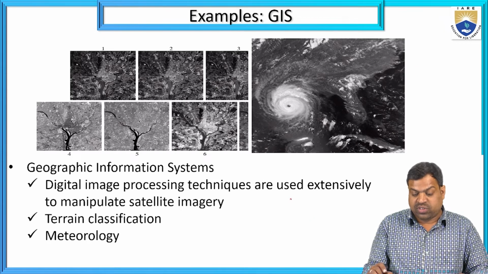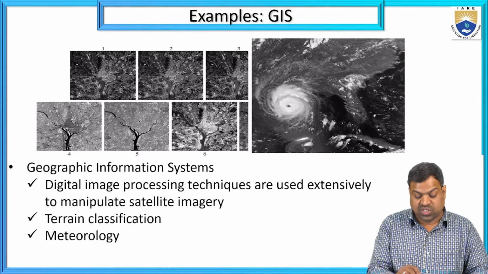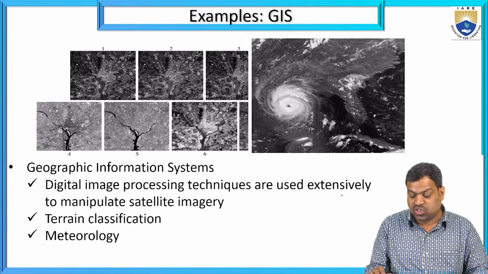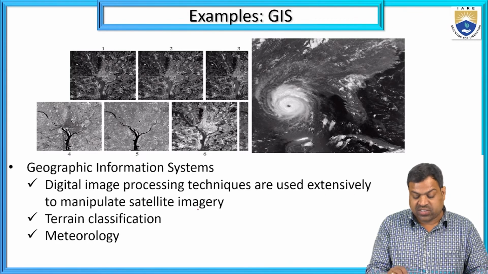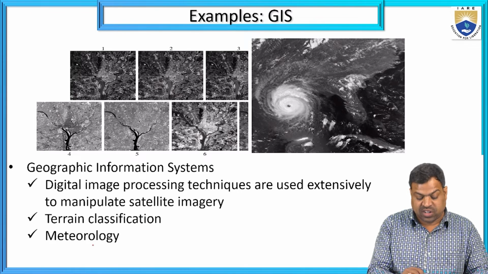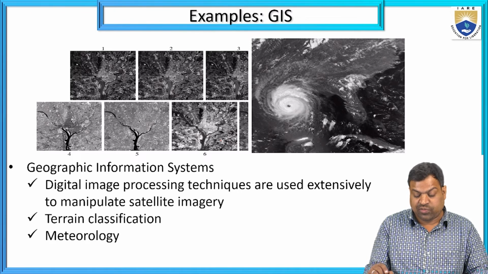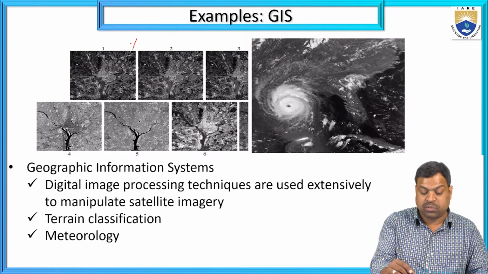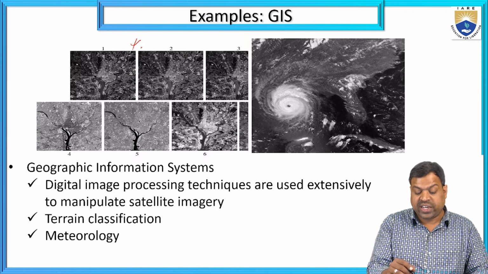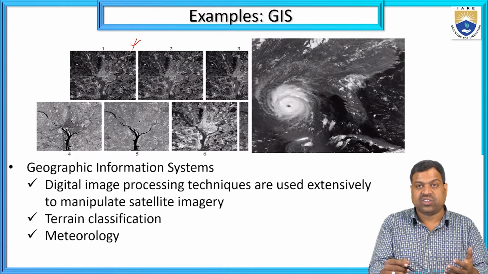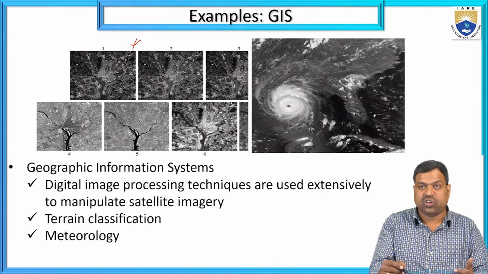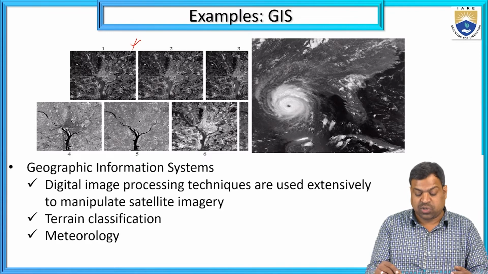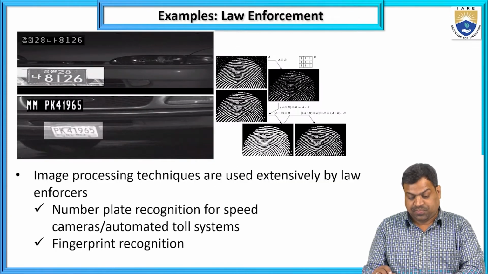It is another example, GIS, Geographical Information System. The digital image processing techniques are used extensively to manipulate satellite imagery, terrain classification, or meteorology. So these are the geographic information system. Suppose six pictures are there, looking like they are from a satellite. We took the pictures, but they have some noise or brightness increased or decreased. So we have to reduce the noise. Is it possible? Yes, possible. So digital image processing is also used in geographical information systems.